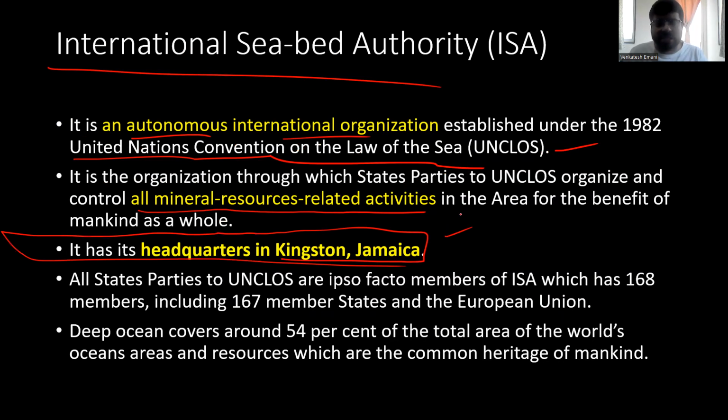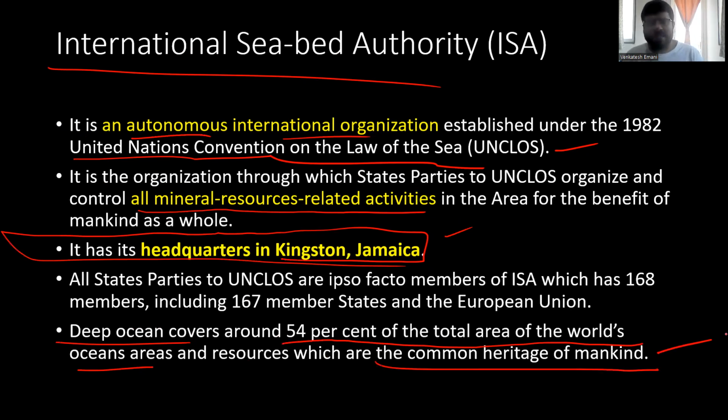And just for additional knowledge, the deep sea ocean covers around 54% of the total area of the world's ocean areas, which are the common heritage of mankind. So International Seabed Authority doesn't have rights about giving permissions towards the continental shelf areas. That belongs to the particular country. But this belongs to the entire mankind, and it is a United Nations organization. Is it autonomous? Yes. Such kinds of questions they would be asking.